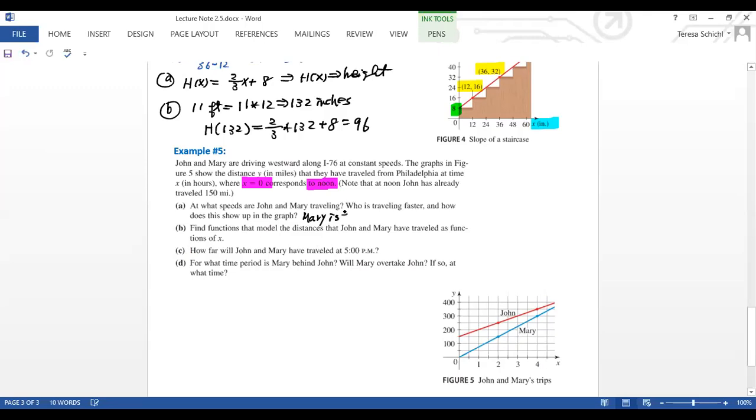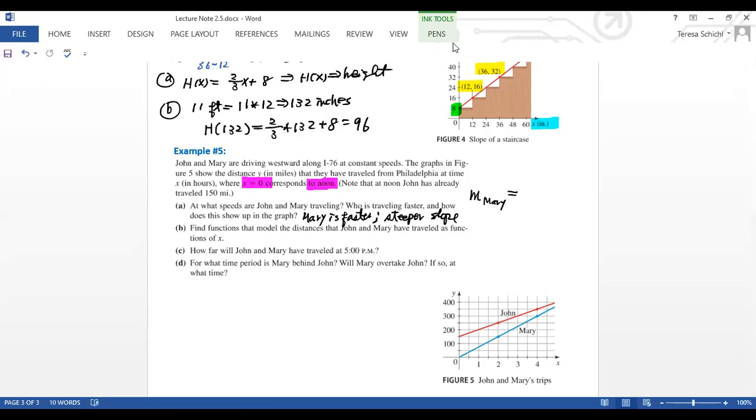Mary is faster. By just looking here, the reason is that Mary has a steeper slope, right? John's line is a little bit more flat than Mary's. So the steeper the slope, the faster Mary goes. That means the rate of change is higher. Okay, now if you don't believe it, let's try to figure out the slope for Mary.